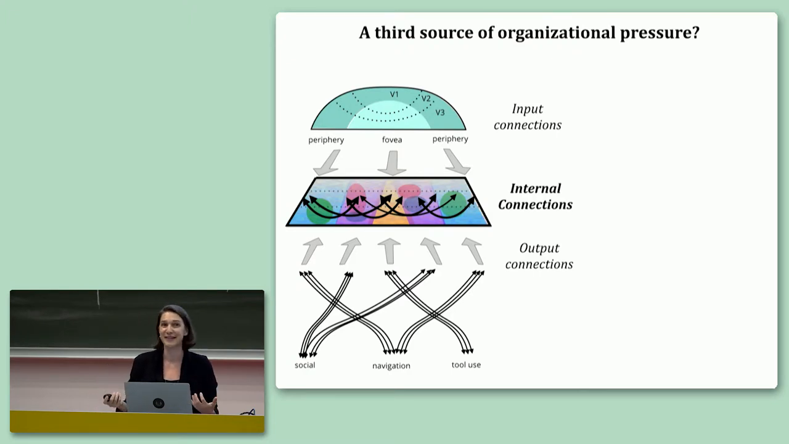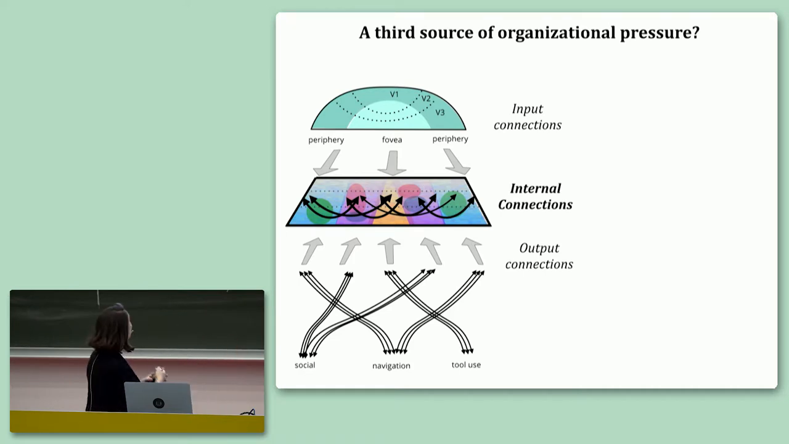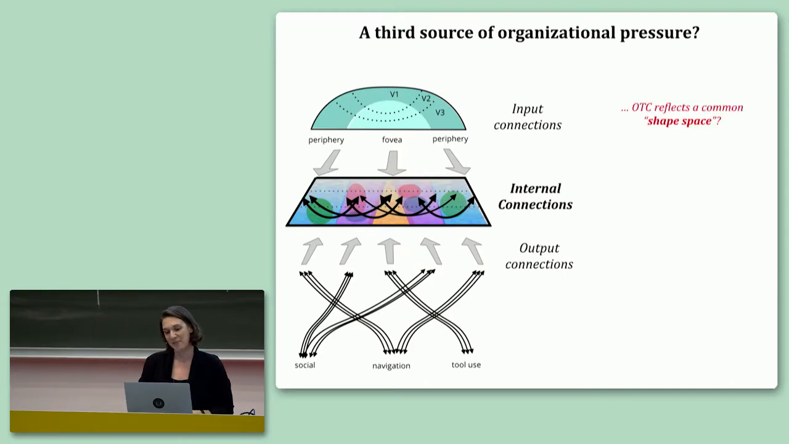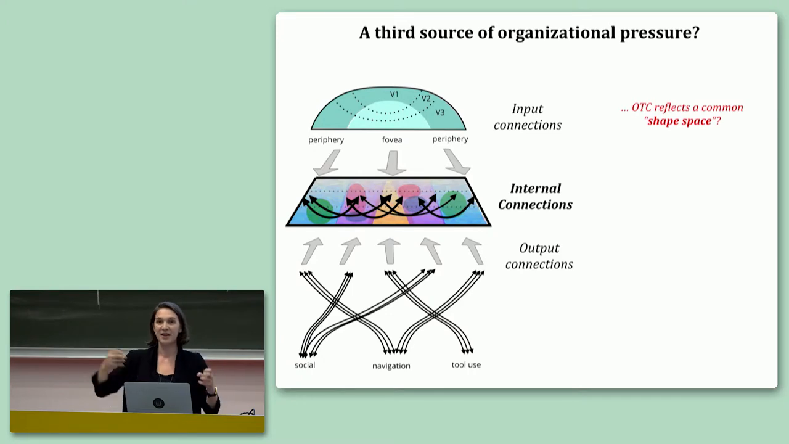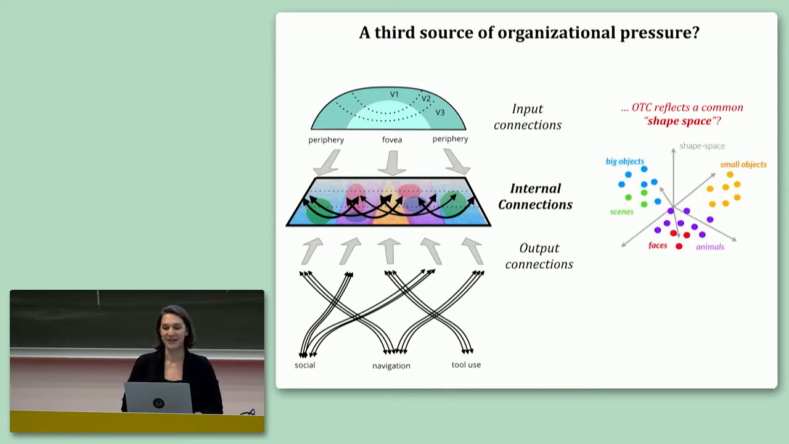We think they have really different kinds of features underlying them. But this, by implication, would suggest that maybe there are connections or a relationship between them that we haven't noticed. So here's a hypothesis, then. Perhaps the occipitotemporal cortex as a whole is actually reflecting a really common, large-scale shape space that's separating out all the ways that things can be different from each other.